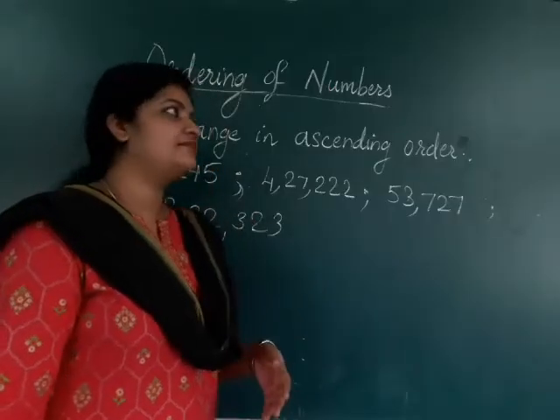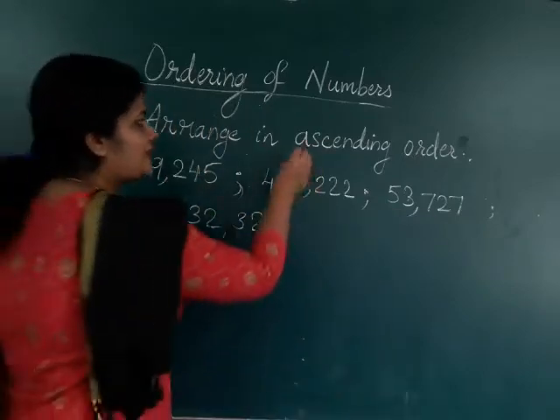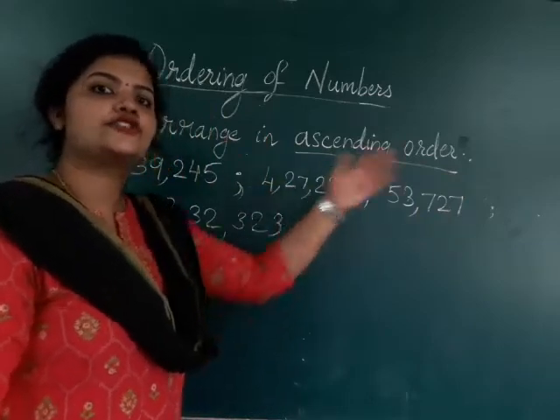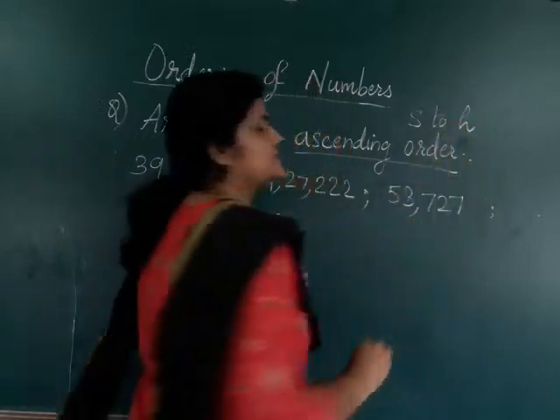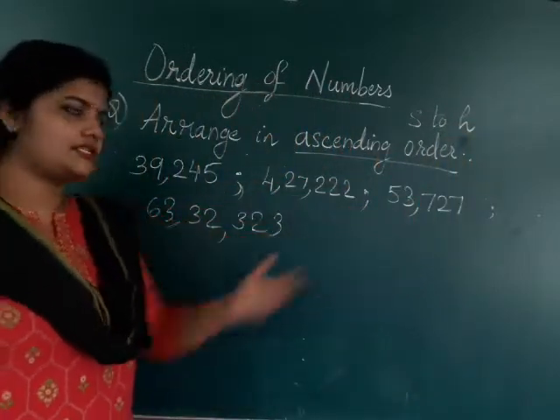Let's see an example. The first question is arrange in ascending order. So what do you mean by ascending order? Ascending order means smallest to highest, and we have different numbers here.